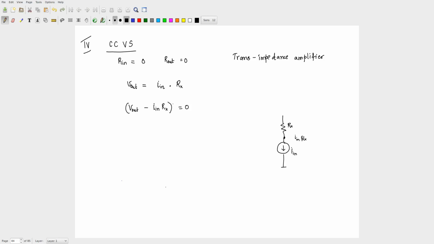You want to compare it with what? V out. Okay, so essentially you want to do V out minus I in Rx. So how can you do that? This thing? Oh, this is wrong. Wait, sorry.